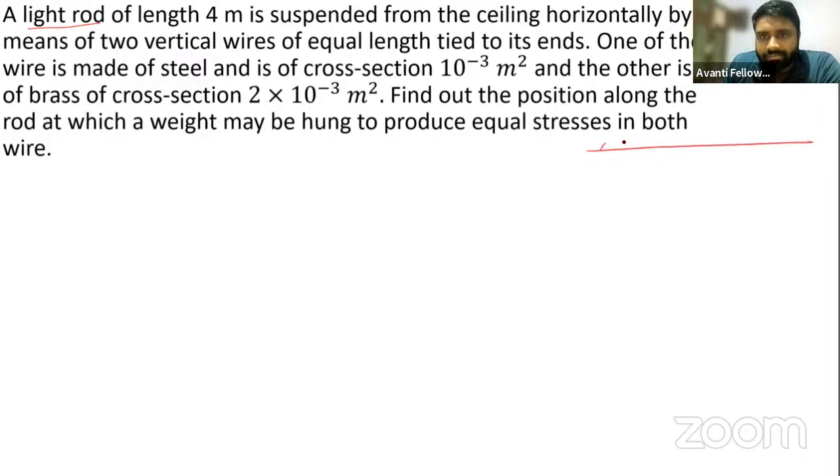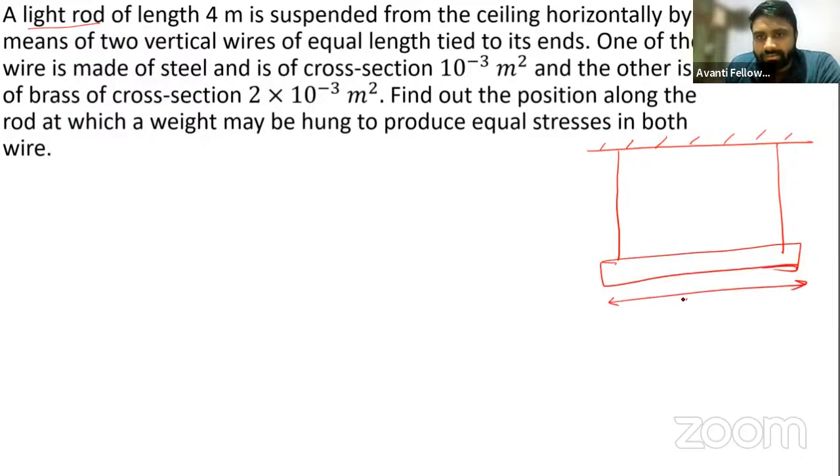We have this ceiling. This is one of the wires. This is the second wire, and this is the rod that we have hung. The length of this rod is 4 meter. Okay. And let's say this is the wire of steel, so the tension developed in this wire is TS. And this is the wire of brass, so the tension developed in this is represented by TB. Now the weight of this will be acting downward.